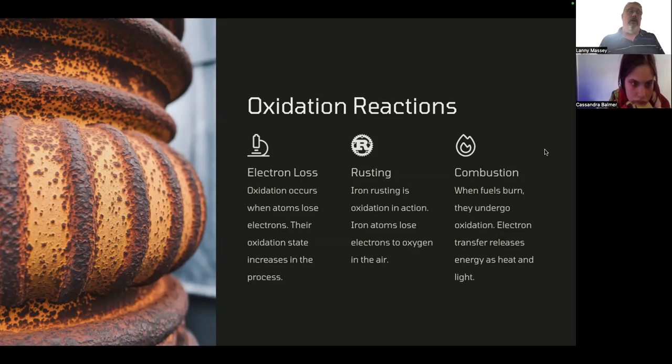Another example is combustion reactions. When we burn things like gasoline or oil, electrons transfer and release energy as heat and light. So anytime you are burning something, that is a combustion reaction, and that is an oxidation reaction. Basically, we are adding oxygen. To be able to burn something, you have to have oxygen.